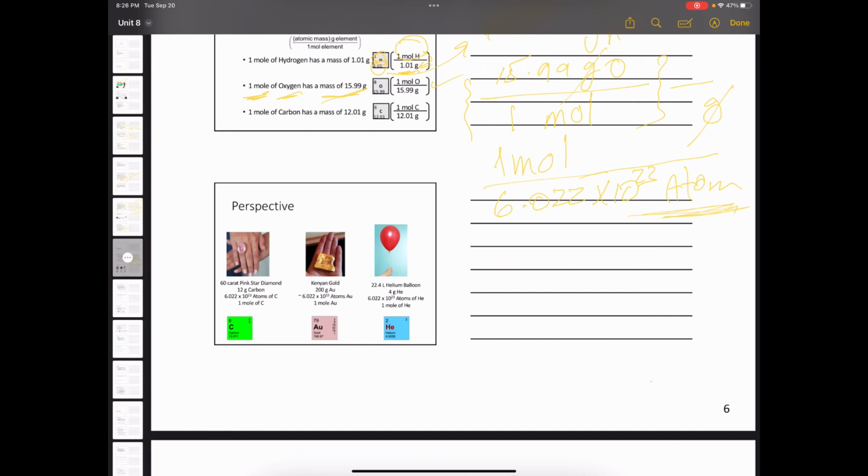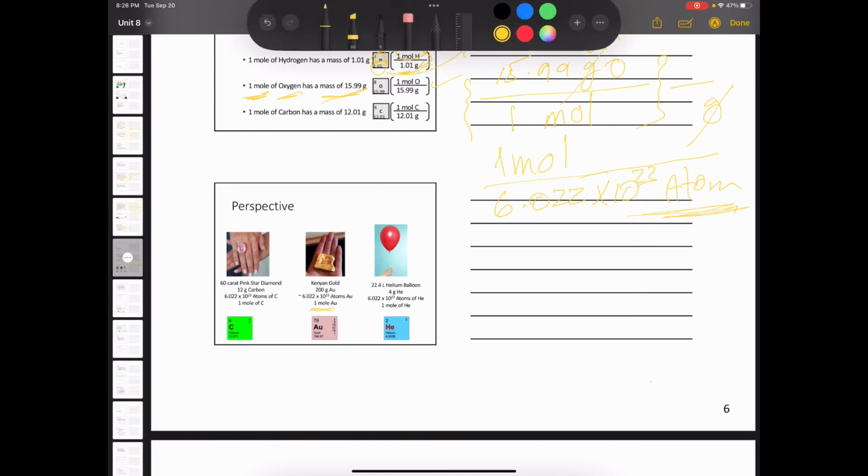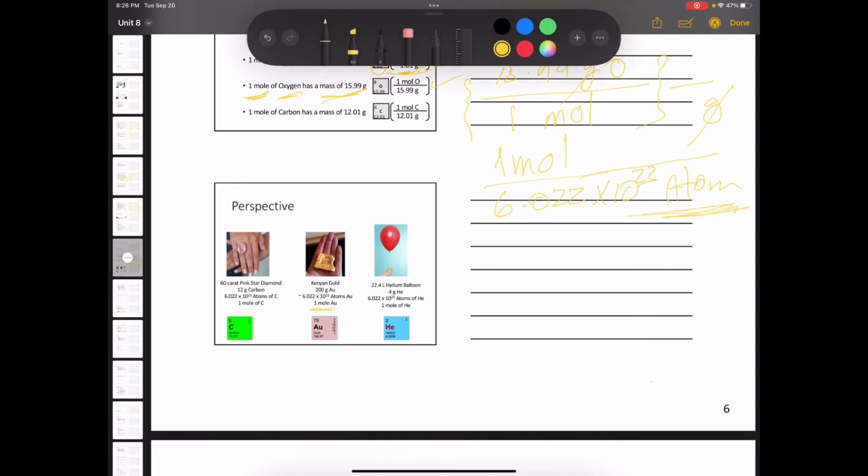Okay? Which is going to be equivalent to a 60 carat pink star diamond. If you're talking about 1 mole of gold, for example, 1 mole of gold would have, again, the same number of atoms, which is 6.022 times 10 to the power 23 atoms of gold, but that one would have a mass of 200 grams, because gold is much heavier than carbon.